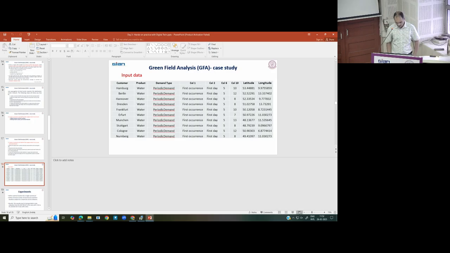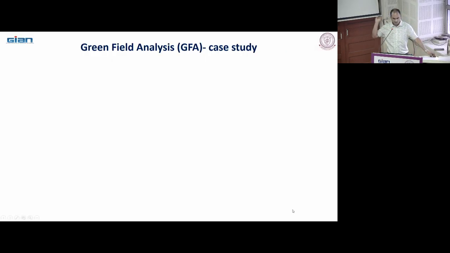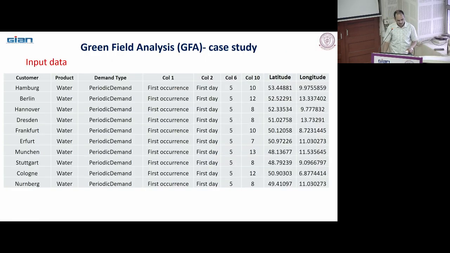So this is the input data for that tool. I will show you basically. These are the 10 customers of a Europe-based, German-based retailer. Okay, what is the product? Water. Demand type is periodic demand.